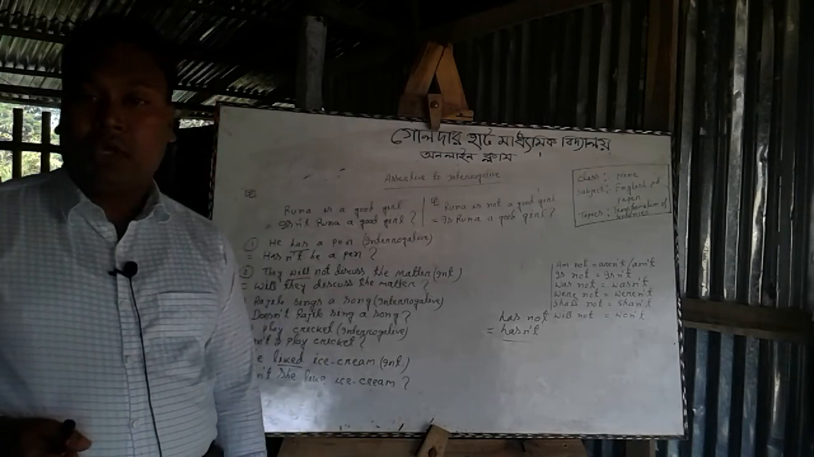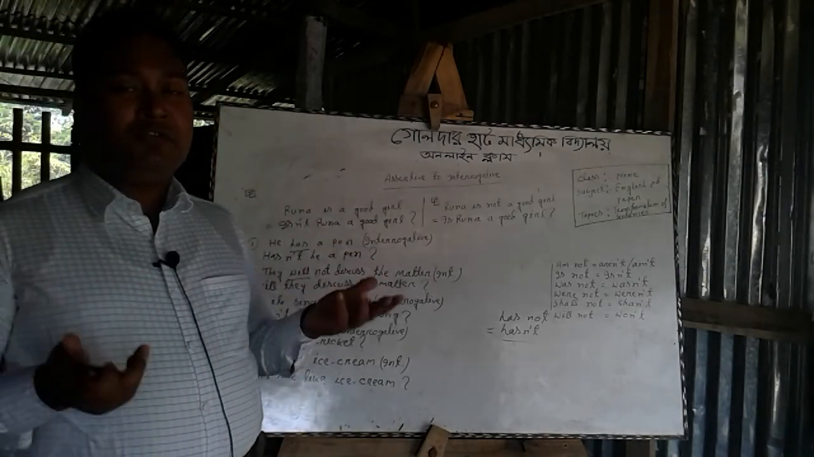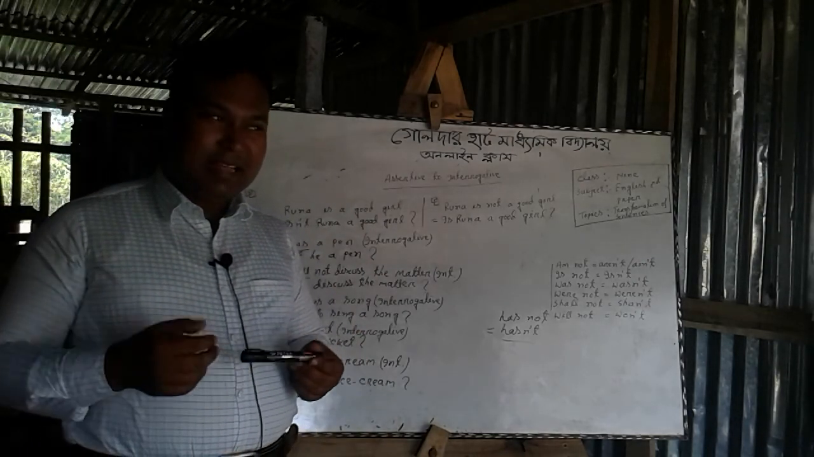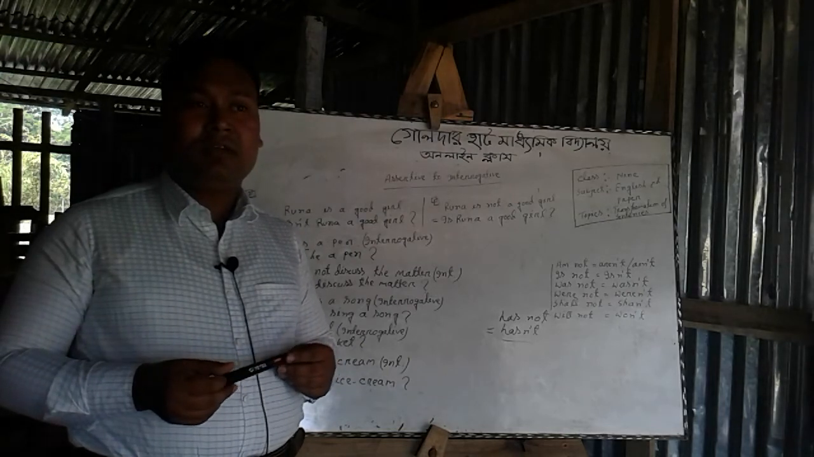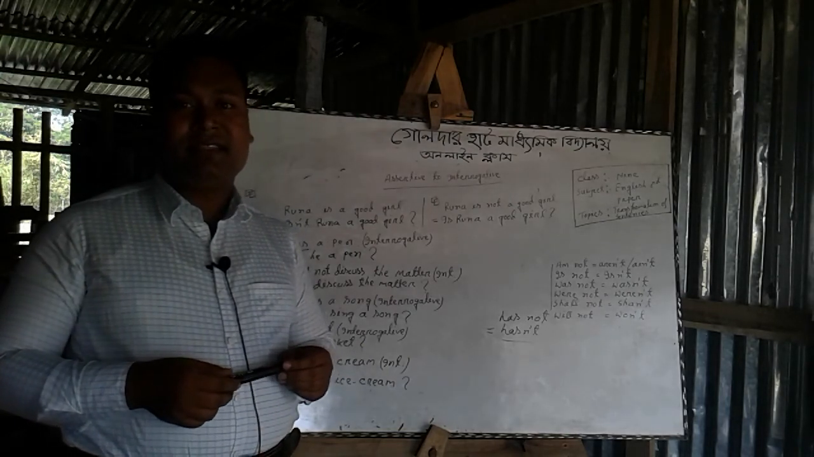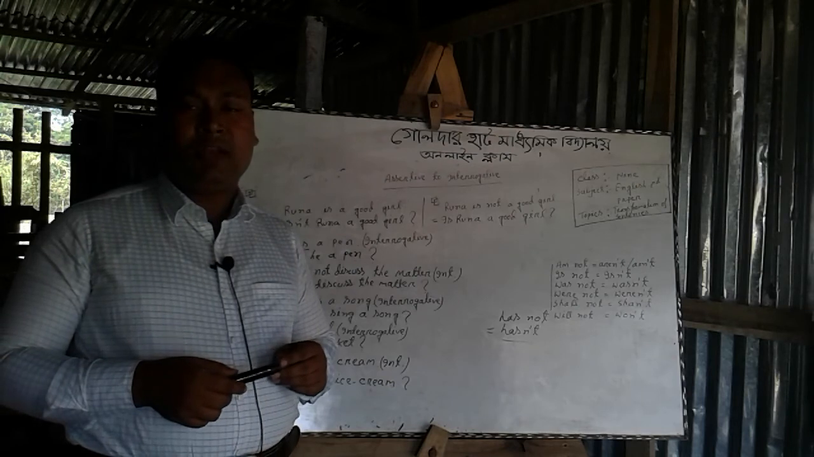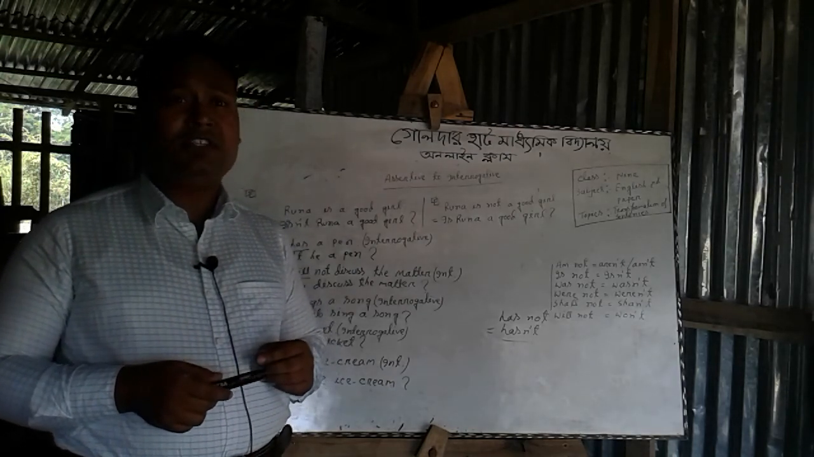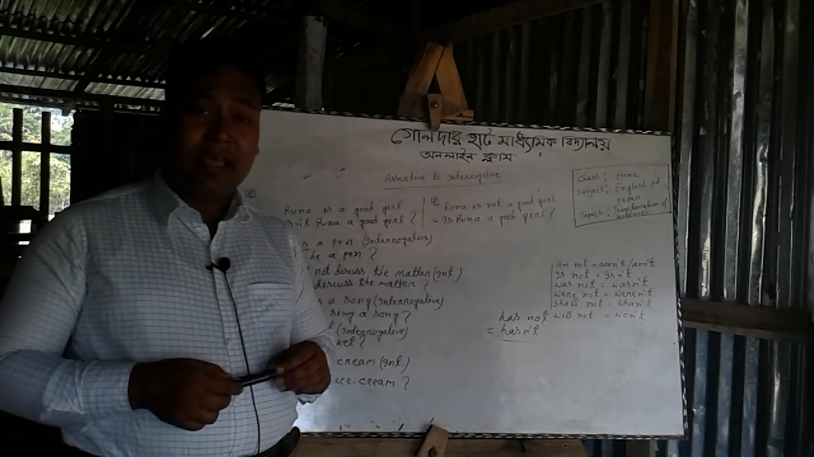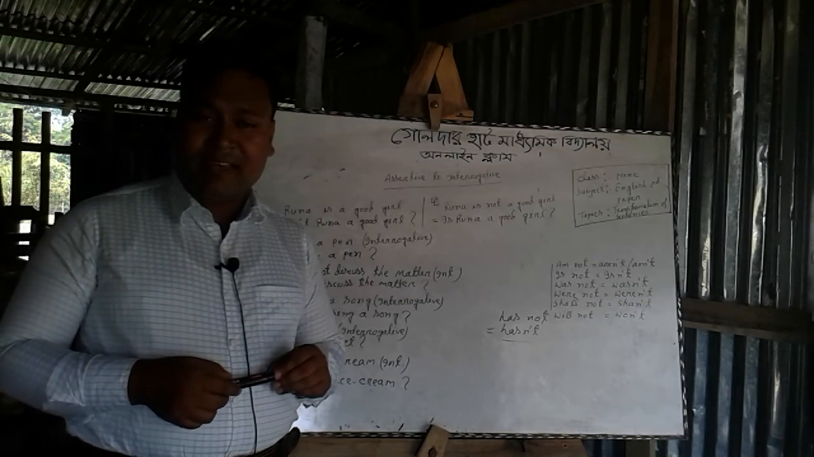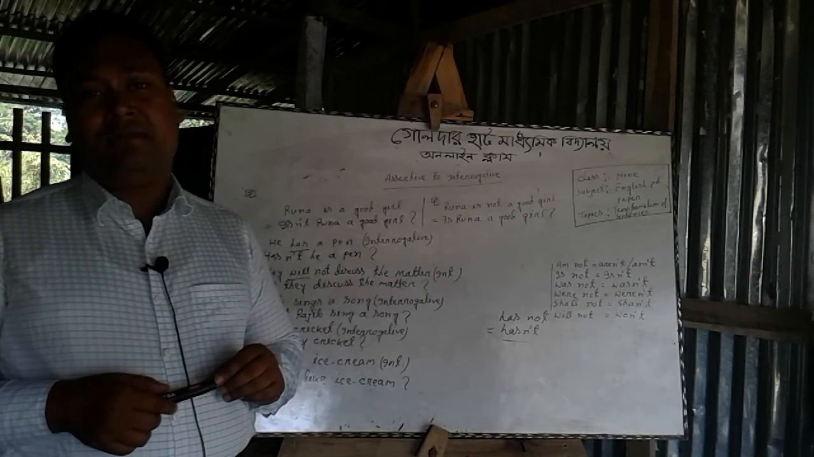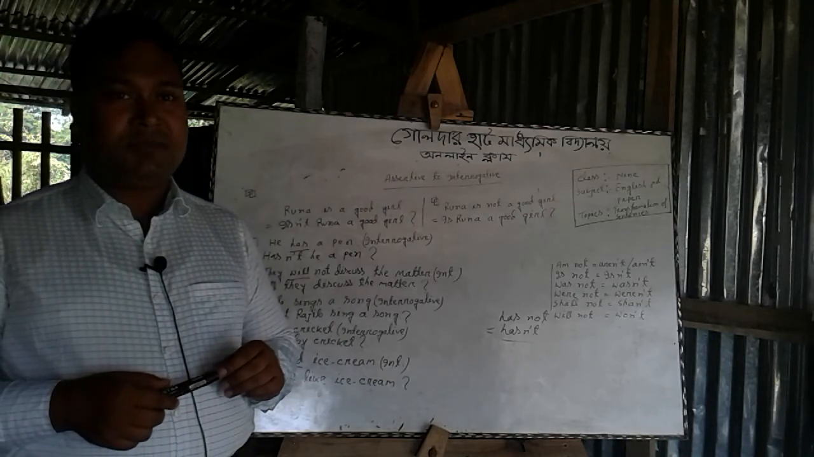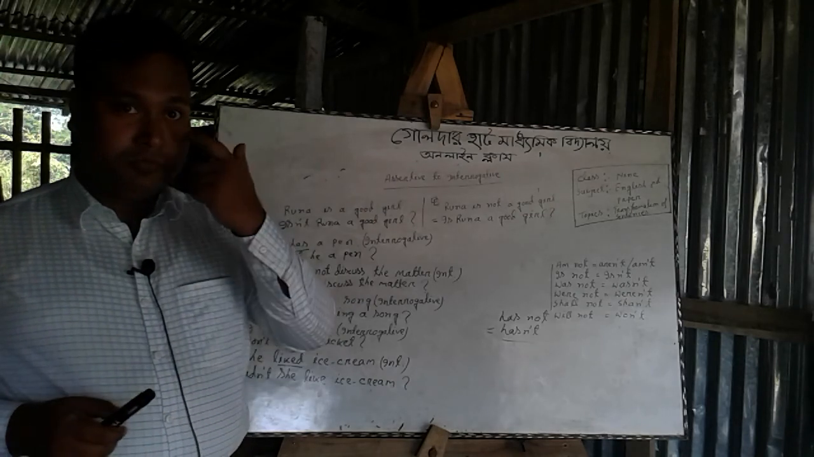I hope you understand how to transform the sentence if the sentence has an auxiliary verb and not is used after that auxiliary verb, and not is not used after that auxiliary verb. And if any sentence has no auxiliary verb, how to transform that kind of sentence into interrogative?